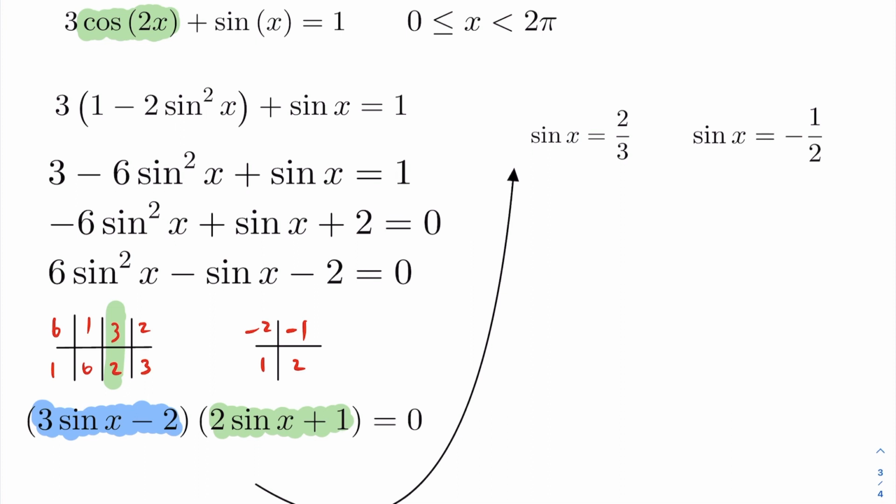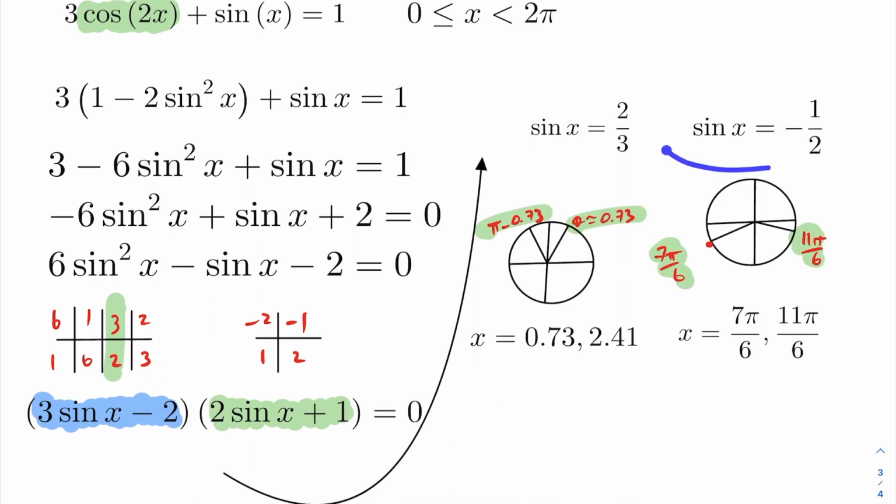Solving these, we get the following. And solving for this here, when the sine of x is minus 1/2, that relates to our 2 spots on the unit circle at 7 pi over 6 and 11 pi over 6. So you have these values in radian measure.